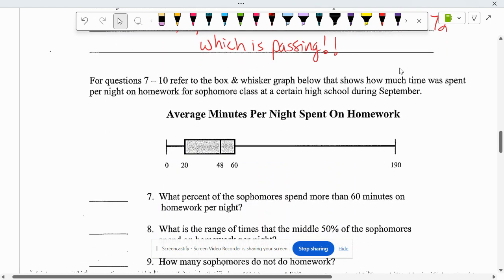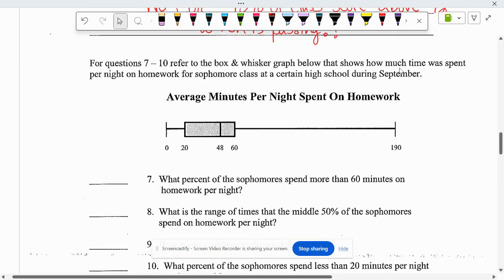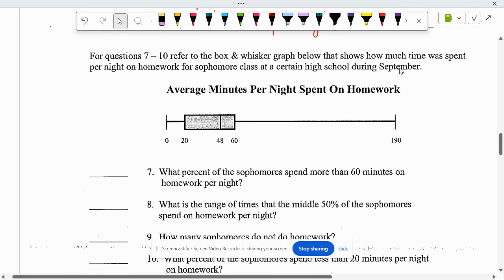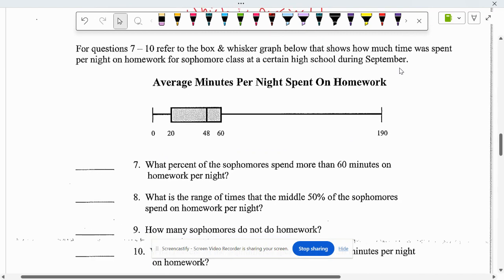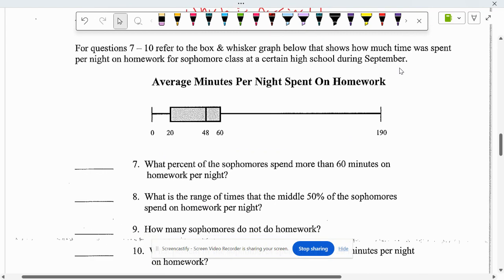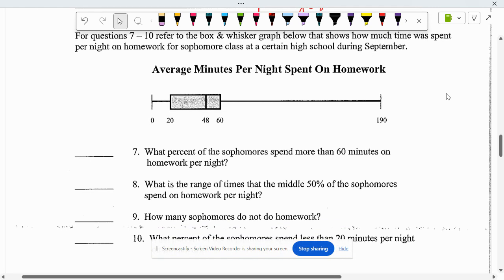Okay, thank you. So questions 7 through 10 refer to the box and whisker graph below that shows how much time was spent per night on homework for a sophomore class at a certain high school during September. So average minutes per night spent on homework. Let's just identify some key features. Braden, tell me one important thing that you see on that box plot.